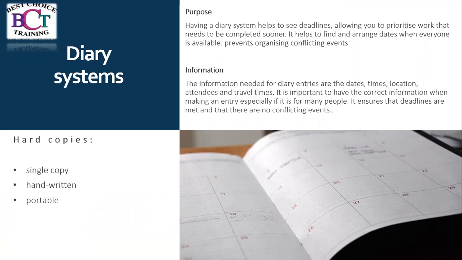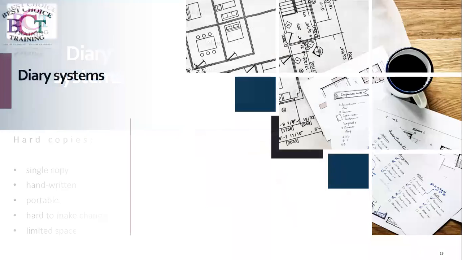Okay, so hard copy is a single copy. It's handwritten and it's portable. It's hard to make changes. Often it's probably better writing in pencil rather than pen. And there is a limited space for these diaries.